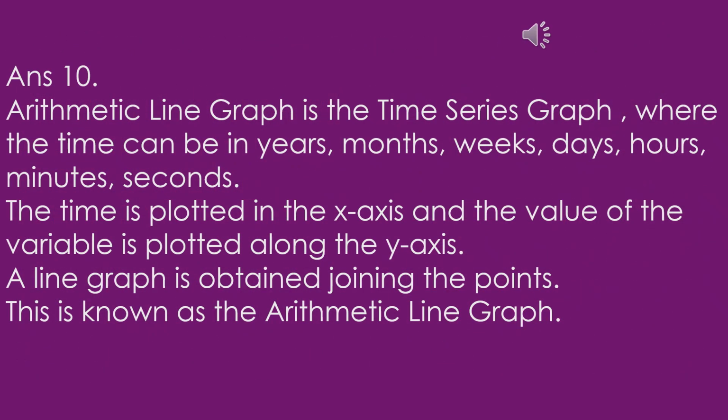The last question is: what is an arithmetic line graph? The answer is that an arithmetic line graph is a time series graph, where the time can be in years, months, weeks, days, hours, minutes, or seconds. The time is plotted on the x-axis and the value of the variable is plotted along the y-axis. A line graph is obtained when we join the points. So this is known as the arithmetic line graph.